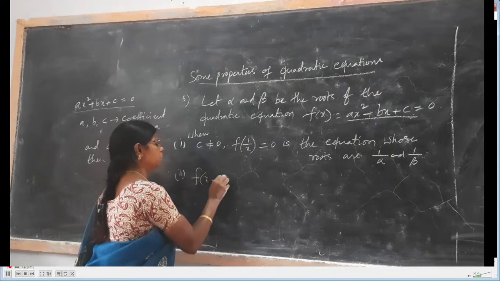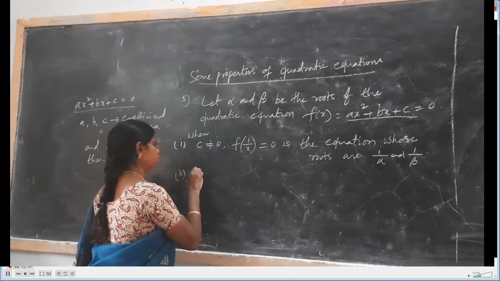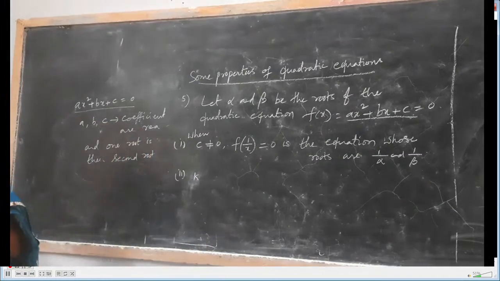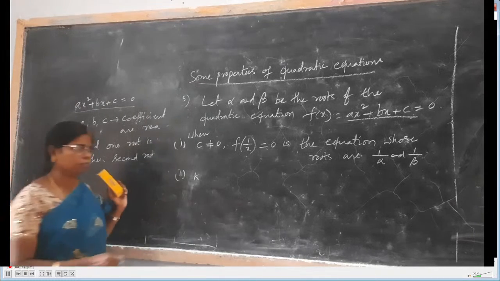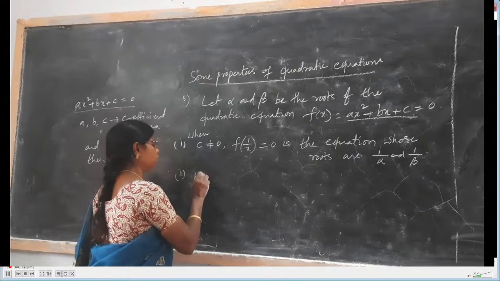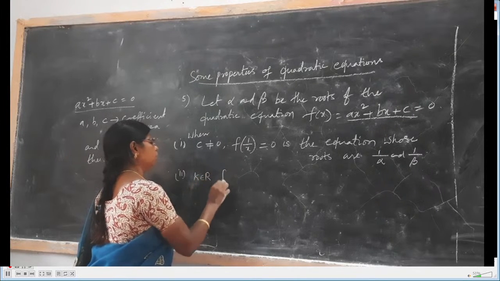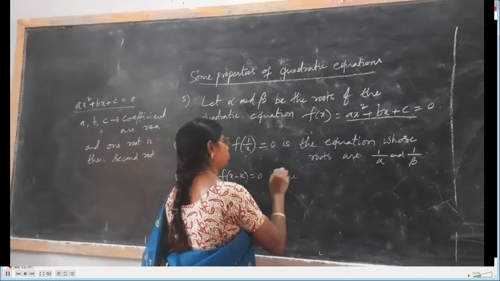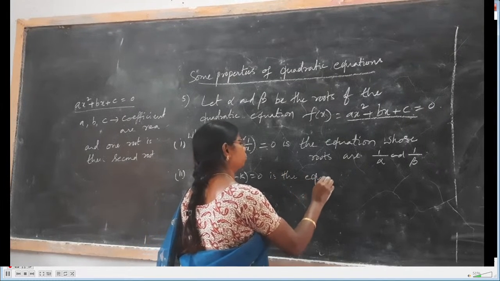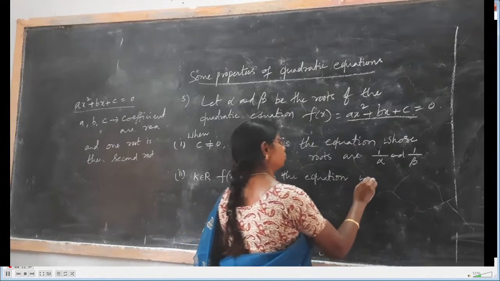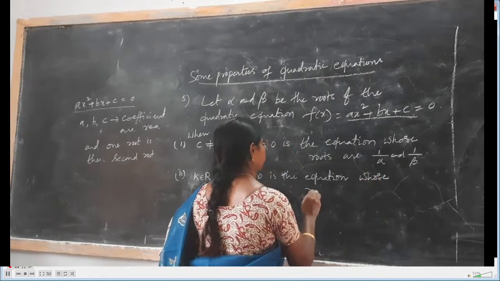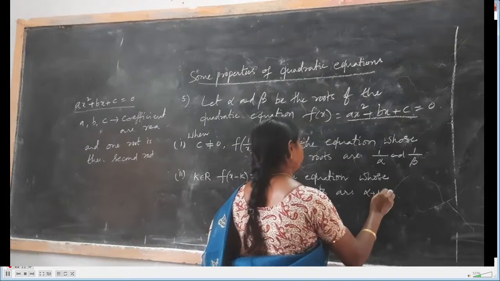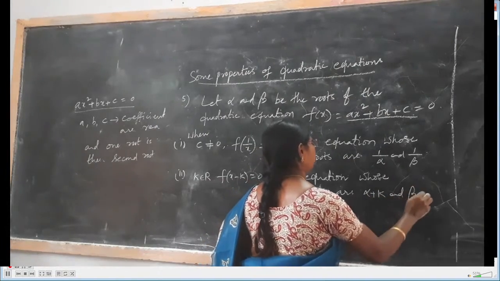f of x minus k, where k is a real number. f of x minus k is equal to 0 is the equation whose roots are alpha plus k and beta plus k.